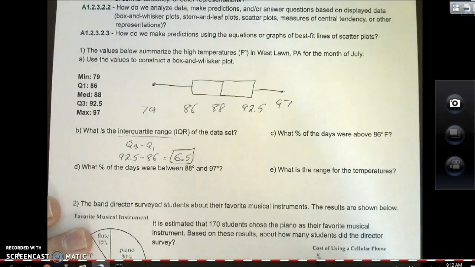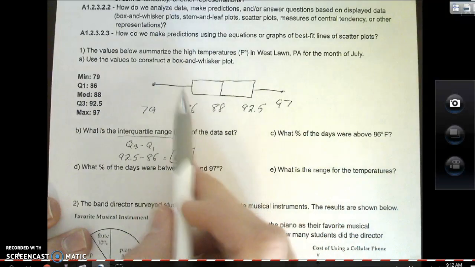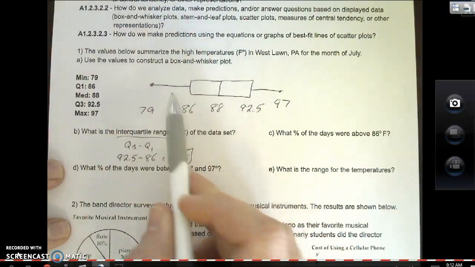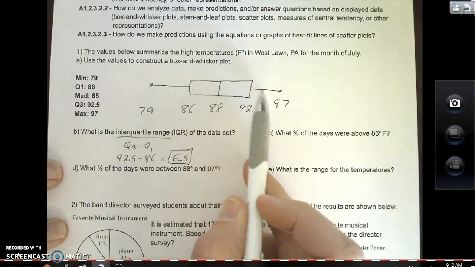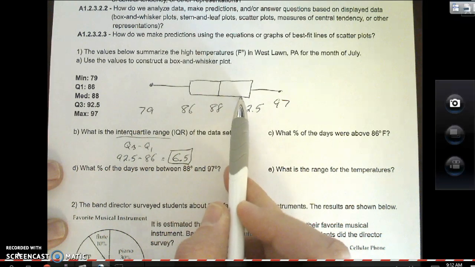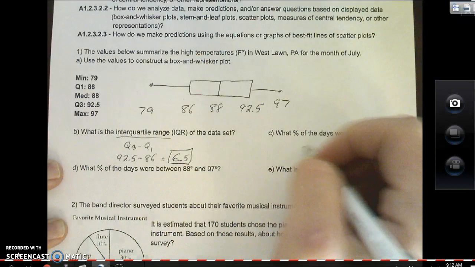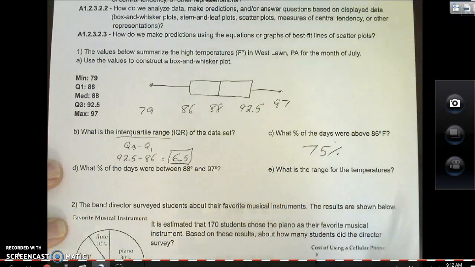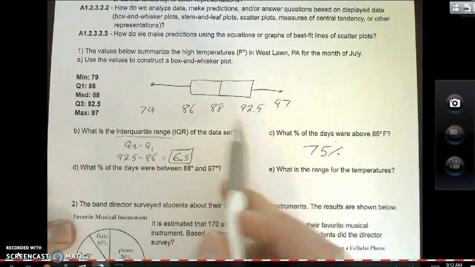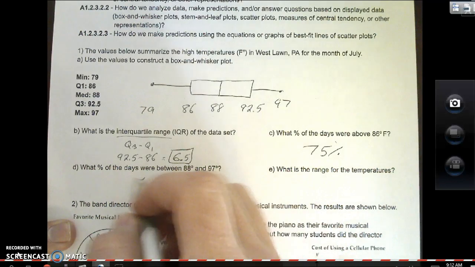Okay, cool. What percent of the days were above 86 degrees? So here's 86 degrees. Each of these spots is 25%. So 25, 25, 25, 25. So above 86, you got 25%. Another 25% adds up to 50. Another 25% adds up to 75%. Okay. What percent of the days were between 88 and 97? Here's 88. Here's 97. There's 2 spots. That's 50%.